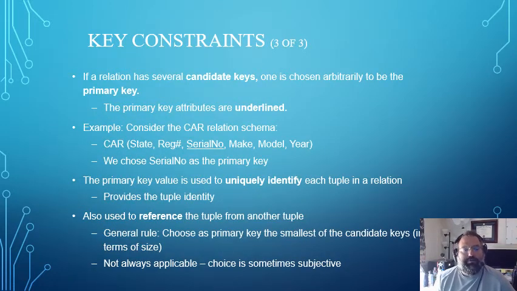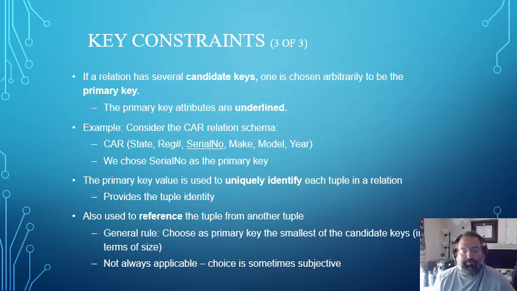If a relation has several candidate keys, one is chosen arbitrarily to be the primary key. The primary key attribute is underlined. For example, consider the CAR relational schema. CAR has the possibility of using Serial number as its key. So if we underline it, then Serial number becomes the primary key. The primary key value is used to uniquely identify each tuple in a relation. It also provides the tuple identity, and is also used to reference the tuple from another tuple.